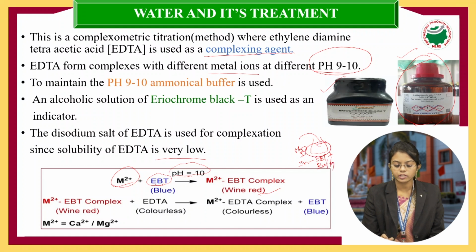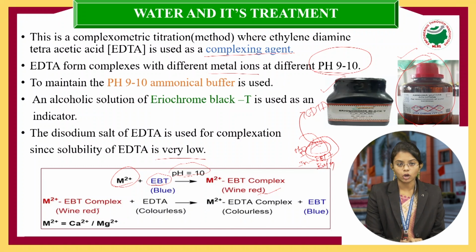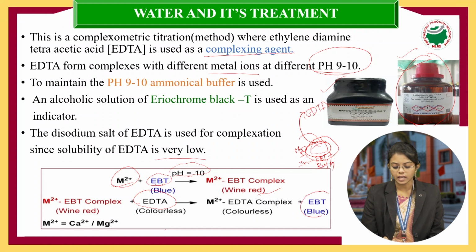Now, the color of this solution will change into wine red color. Next, what we are doing is titration. That means you are going to take this solution and titrate it with the EDTA. When you mix the metal ions, the EBT complex, which is wine red, with the EDTA, which is colorless, you get separation of the EBT as a blue color, since it is forming a stable complex. We'll see in detail how the procedure involves.